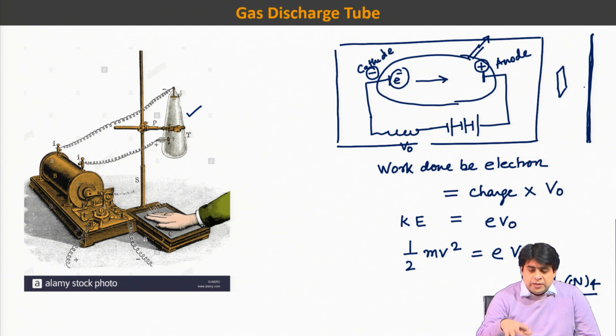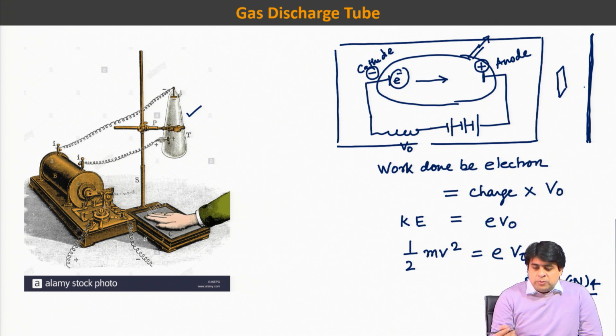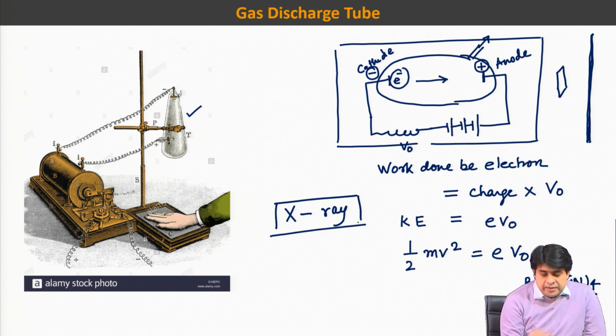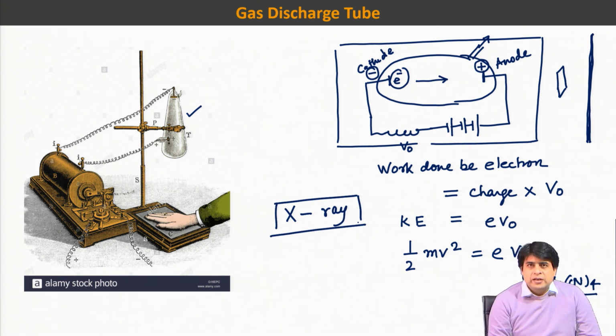thinking that there should be some kind of effect of the voltage in the gas discharge tube. So, because it was a very mysterious kind of radiation and X denotes mystery, that is why he called this radiation an X-ray. So, in this way X-ray was discovered in 1895.